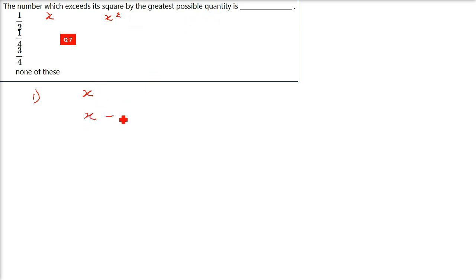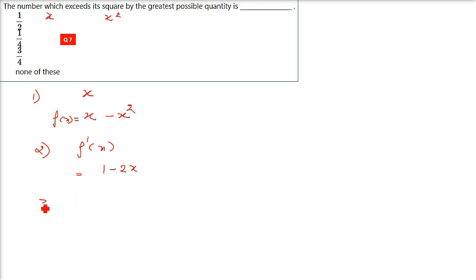X is the number. It is exceeding x square, that is the square of the number. That is the difference between x and x square. Whatever this will be, it has to be the greatest possible quantity. So the function is x minus x square. f dash x will be what? The differentiation will be, because the next thing will be differentiation.